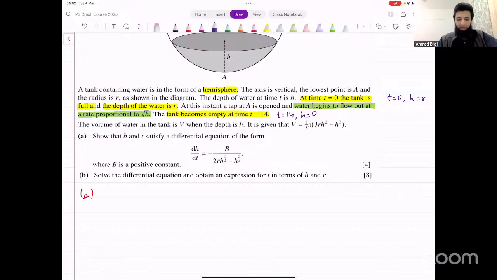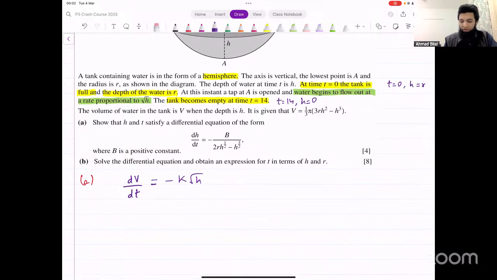Water is flowing out at a rate that is proportional to square root of h. Flowing out, that's the rate of decrease of water. How is water measured? It's measured in volume. So we can write it like this: dV over dt, rate of change of volume. What's that? That's minus k times square root of h. Right? It's decreasing. It's the rate of outflow, so that will be negative. Proportional to square root of h means k times square root of h. That's what the equation becomes.